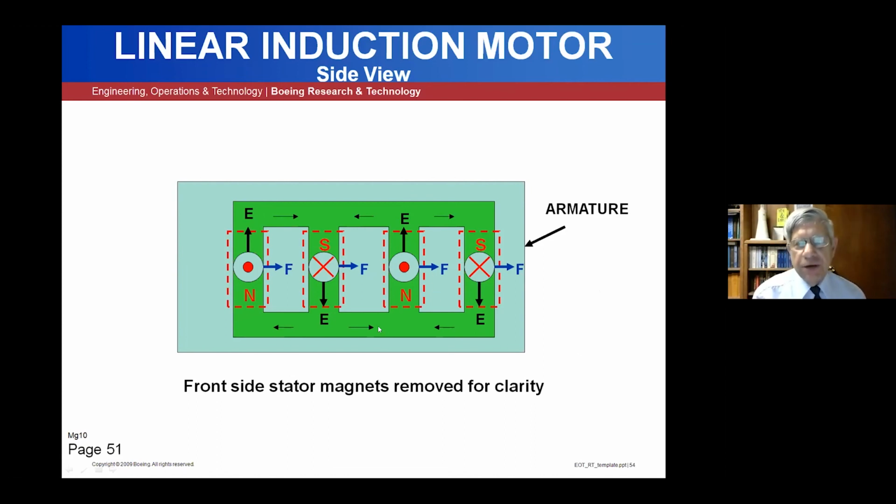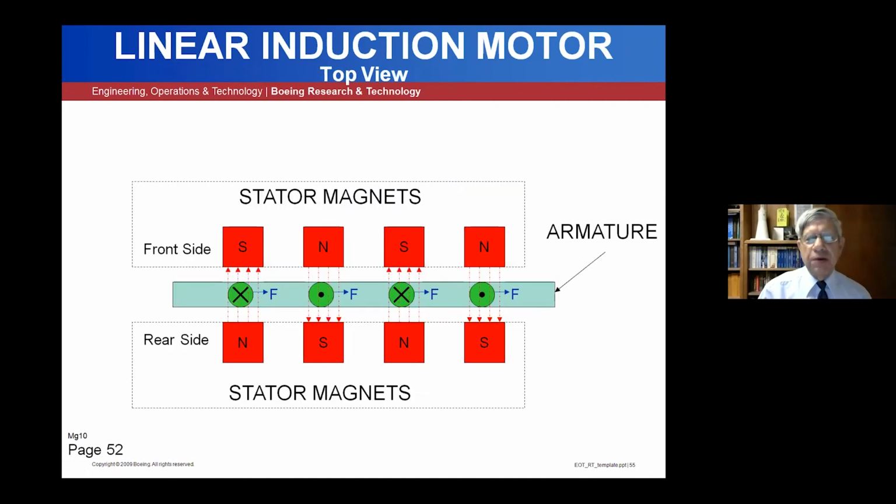Now, this is one half of the AC cycle. In the other half, all these magnets would turn around. The E field would cycle the other way, but the force vector would still be out to the right. The next picture shows a top view with both sides of stator magnets in there. So you see the B field, the alternating B fields, and then the E fields would be up and down at this point, and the force vector would be to the right.